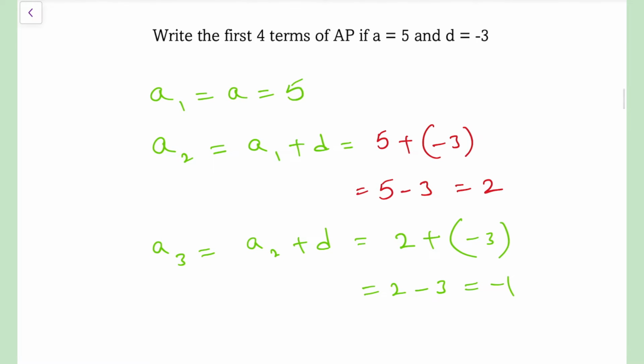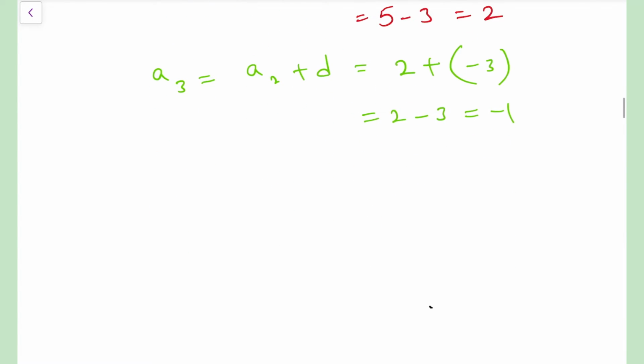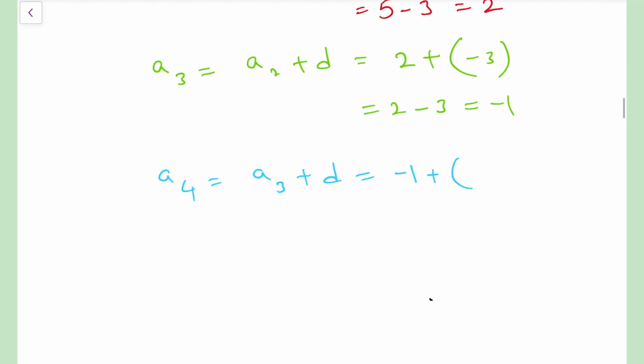So he's asking us to write the first 4 terms. First, second, third completed. Next, fourth term. One more term we need to write. So A4 equals third term plus common difference. Third term we got as minus 1, plus common difference is given as minus 3.